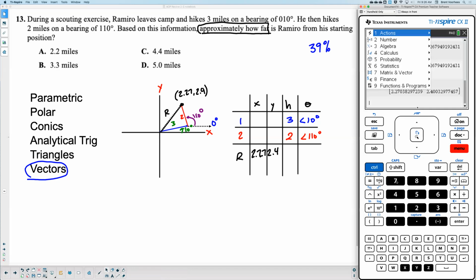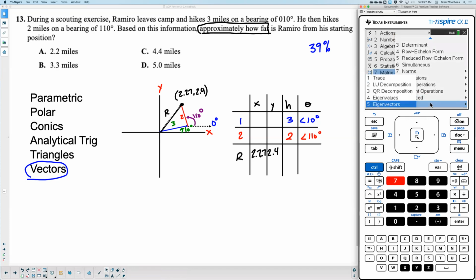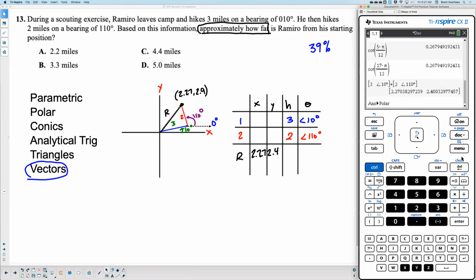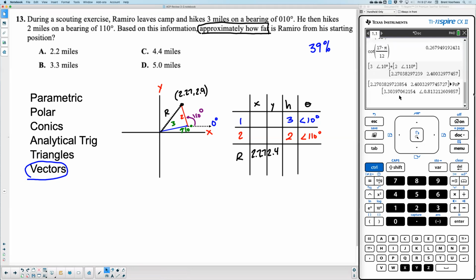Menu 7 C for vector. Menu 7 says matrix and vectors. C says vectors, convert to polar. Hit enter, and you'll have your answer. Now notice this is in radians, so if you needed a degree angle, we'd have to work on that. But it's 3.3 for the H, and in radians, the angle is 0.8. So the answer would be B.